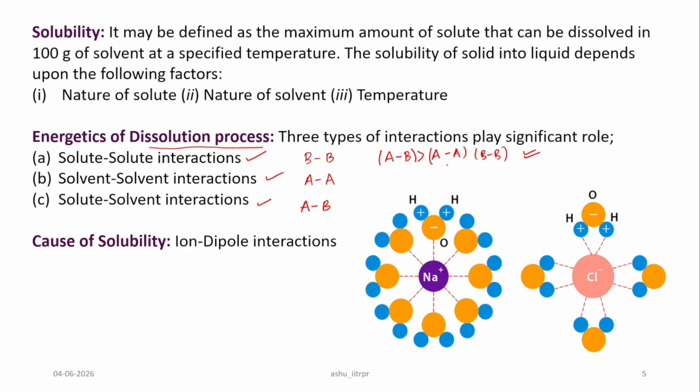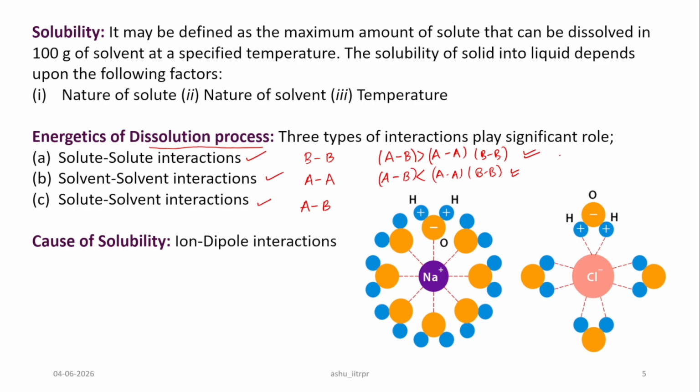Then after this, it also works sometimes if AB is less than AA or BB. By increasing temperature, these types of solids can be dissolved.